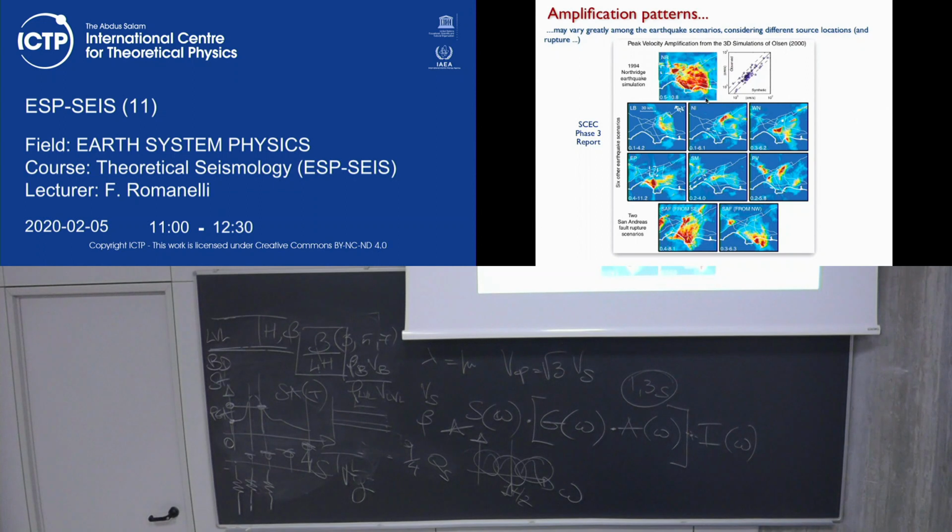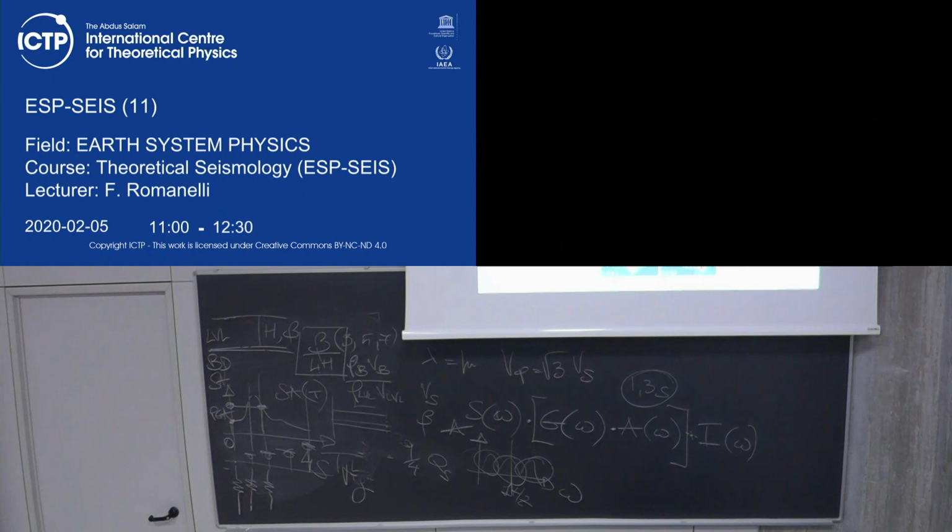This is a result made by Kim Olsen 20 years ago. We were kids at the time. But there are 9 different sources there in the same large sedimentary basin. And you see that according to the source, amplification will be large in different patches. Because, of course, it's connected to the interaction between the wave field, local heterogeneities, local amplifications, and source effects. So it's a mess. Sorry for the word, but it's a mess. You have to remember that.